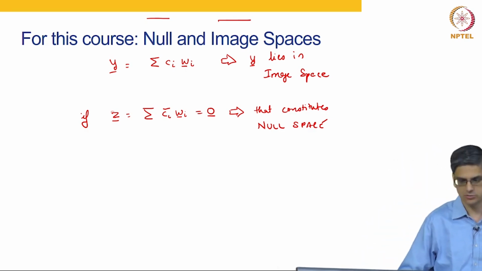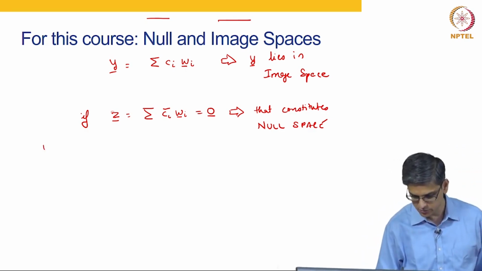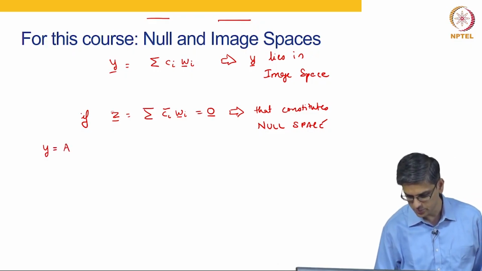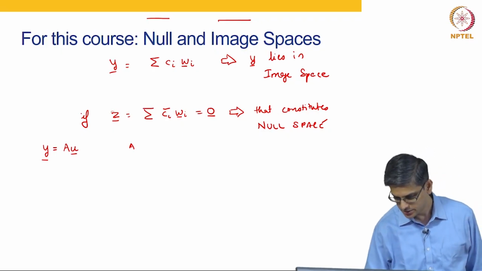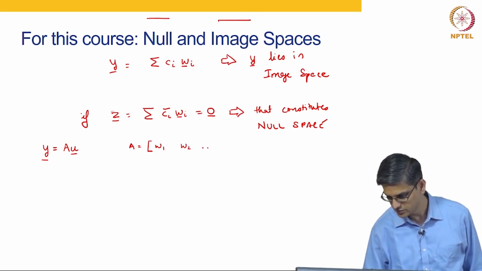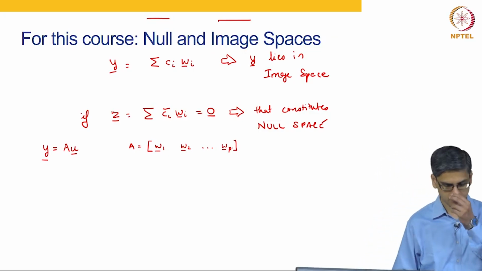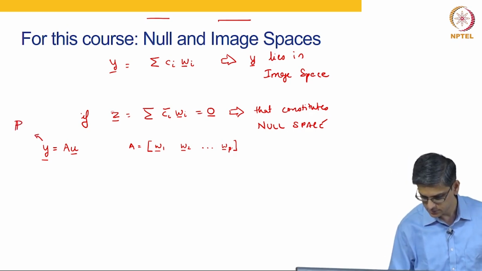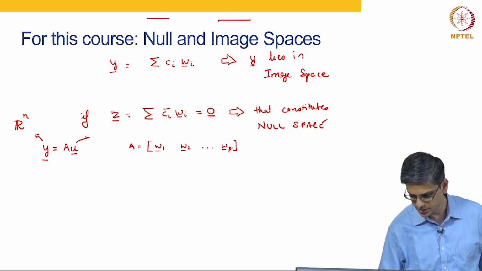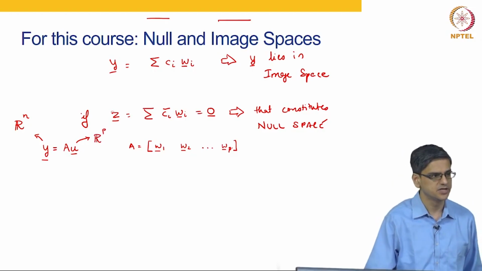So in this context, what we said is, let's say you are going to look at a transformation of the type y bar equal to A u bar. Okay, and A we have said is we will write this in terms of a bunch of column vectors, okay, where y is in an n dimensional space and u is in p dimensional space.